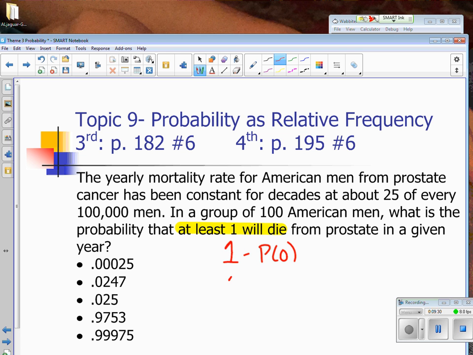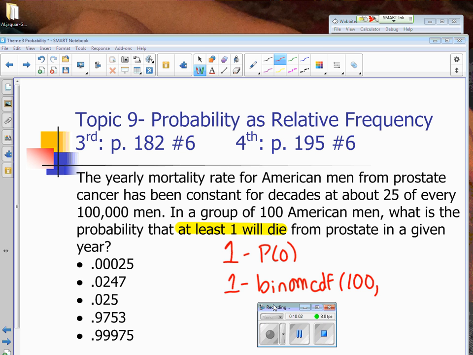So 1 minus, and honestly, since it's just the 0 that we're calculating, I could use PDF or CDF, it doesn't matter. We're just finding the probability of 0, okay? I'm going to use CDF, but again, it doesn't matter here. And what is the order that we go in here? How many total things do we have? 100. In a group of 100. So that would be 100, and then we have a probability.